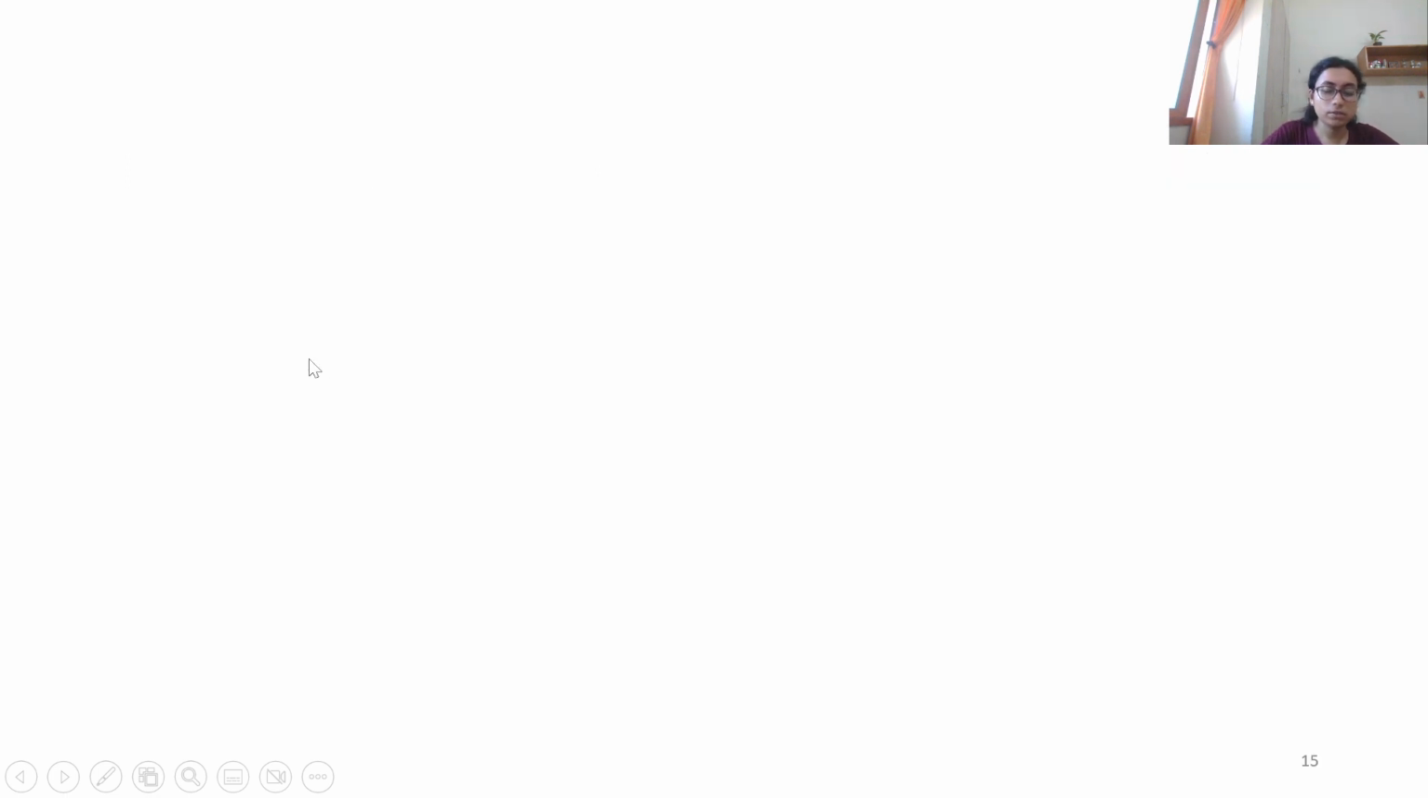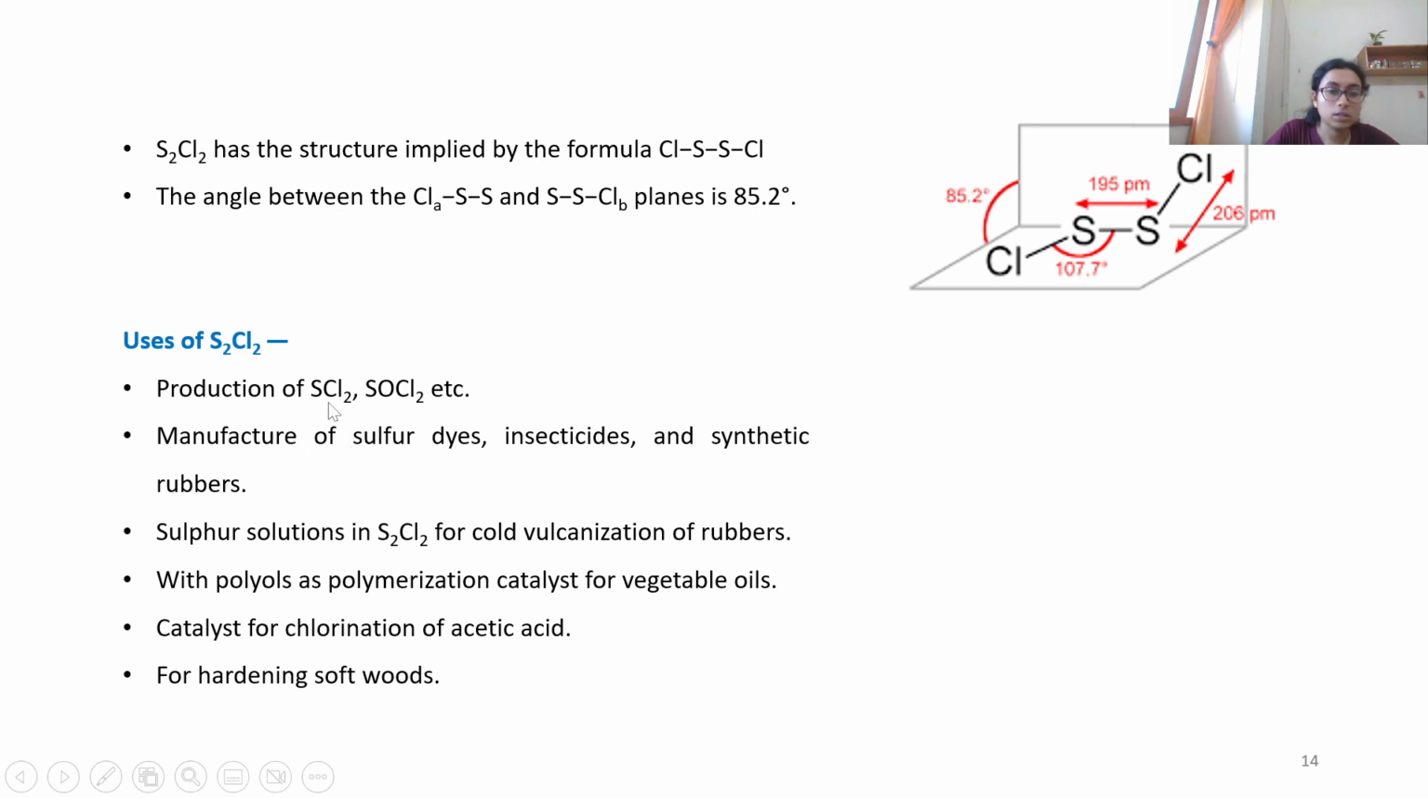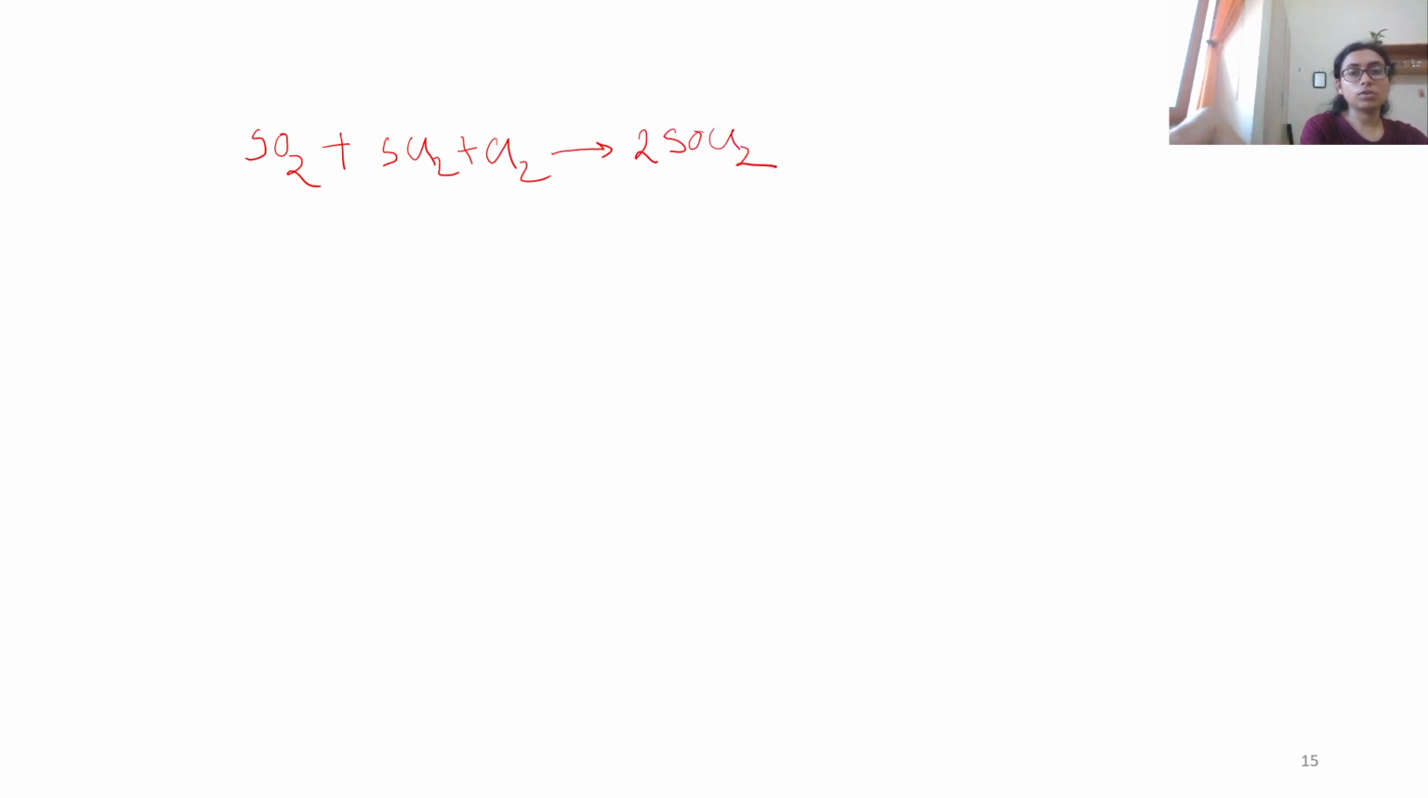Then we will discuss the production of SOCl2. It is produced by the reaction of sulfur dioxide plus sulfur dichloride plus chlorine gas, giving 2SOCl2. It can be produced in other ways also, such as by the reaction of sulfur trichloride plus 2SCl2 plus chlorine gas, giving 3SCl2.